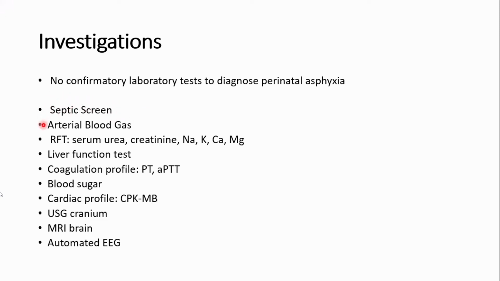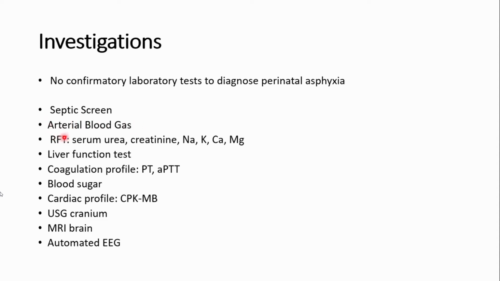Then we send for arterial blood gas, ABG. This is to find out the extent of hypoxia or hypoxemia. How low the oxygen is in the blood, how high the carbon dioxide is, metabolic acidosis, lactic acidosis, whether there is anaerobic respiration or lactic acidosis from the body. So these can be found out by using arterial blood gas.